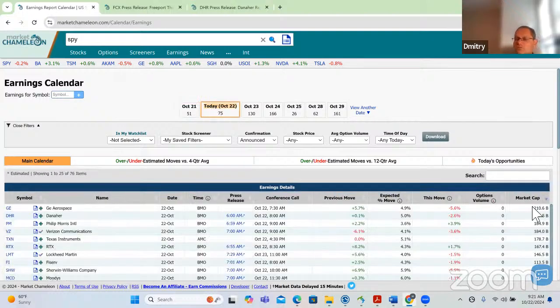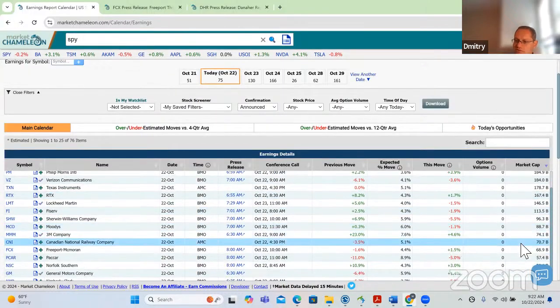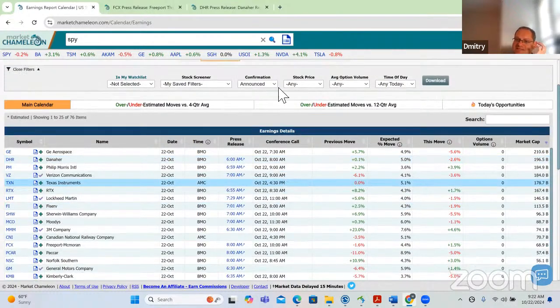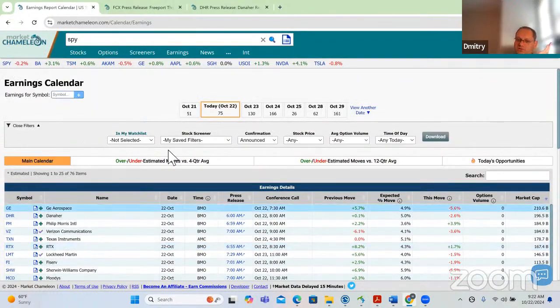And then finally, the market cap just allows us to see, if you sort it, some people just like bigger market cap stocks, some don't care, or if you have the ability to see that on this earnings calendar. So that's pretty much the earnings calendar from this point of view.